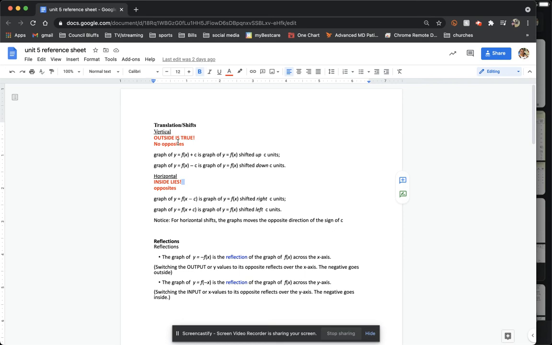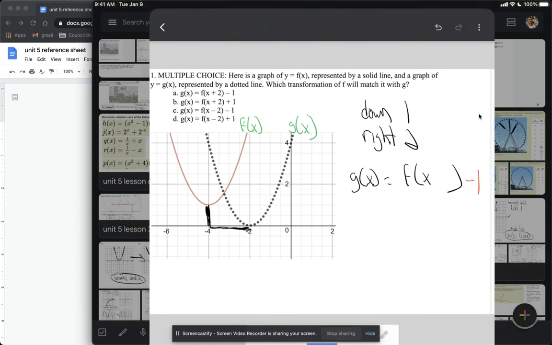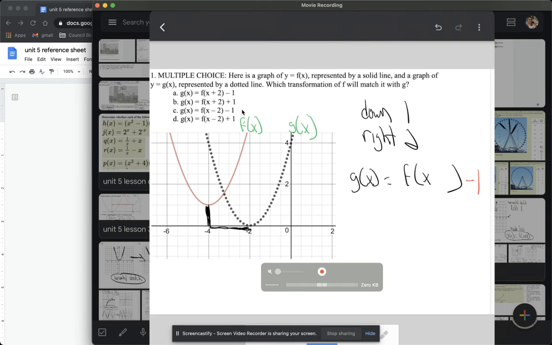So that's going to look something like this. It's going to look something like this. -1 outside the parentheses. Okay.